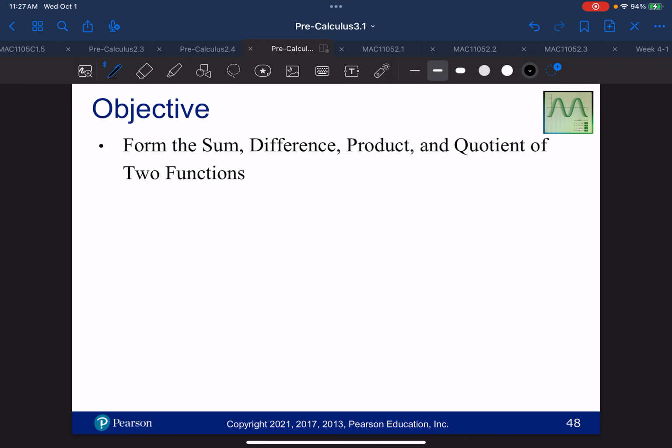Okay, and the last part of this section is so long, that's why I did this video. After looking, it's like 55 slides. So there was a lot here, so I just wanted to make this video. But the last thing we're going to do is talk about the algebra of functions and how to add them, subtract them, multiply, and divide them.